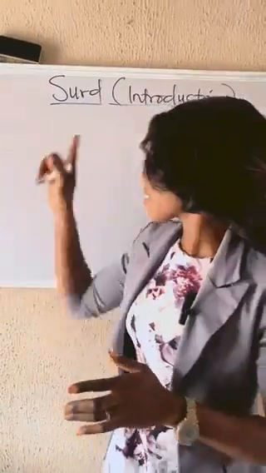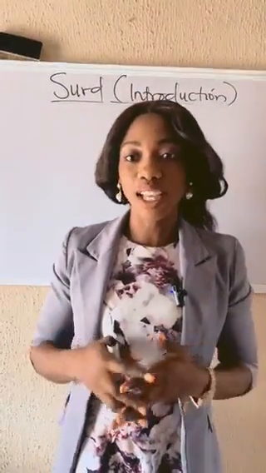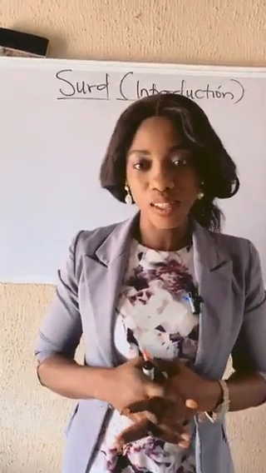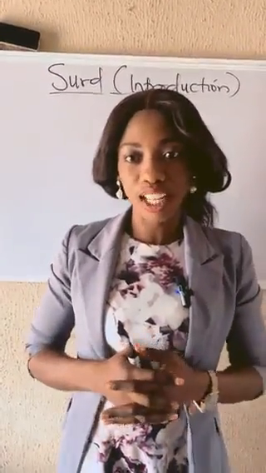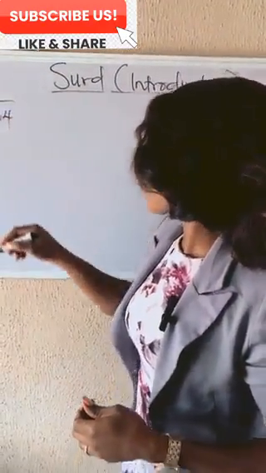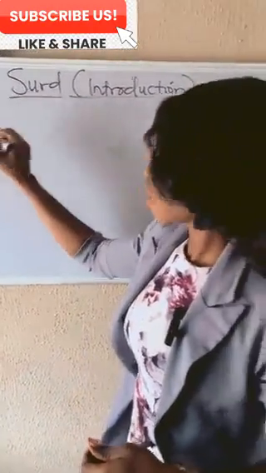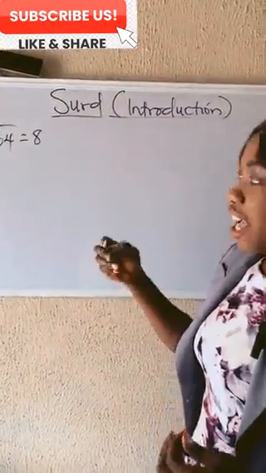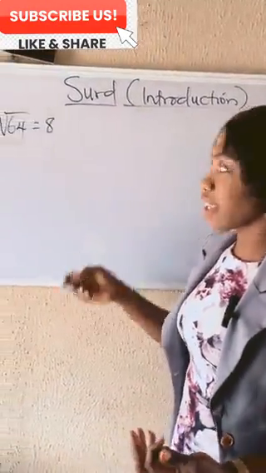Today we'll be discussing surds, and we are going to look at some of the rules of surds and how to simplify some complex surds. Please stay back and watch through the end. Okay, we have square root of 64. When you square root 64, it will give us 8, as you know. We are going to know why.